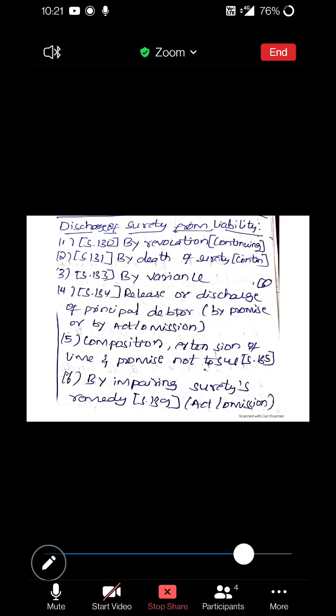The next is by impairing the surety's remedy. The surety has a certain remedy over the principal debtor, and what the creditor does is impair those remedies in such a way that there is a solid impairment between the surety and the principal debtor. Then also the surety will be discharged from his liability.